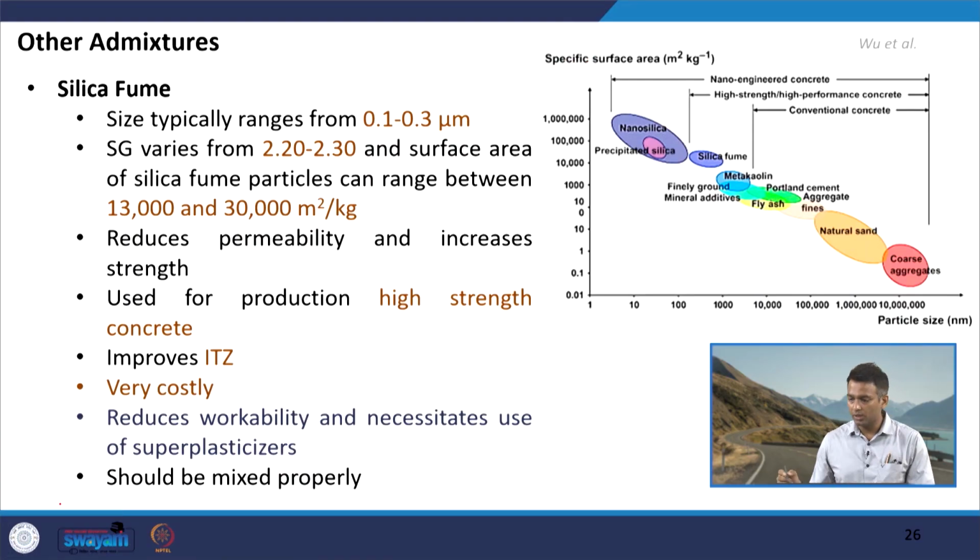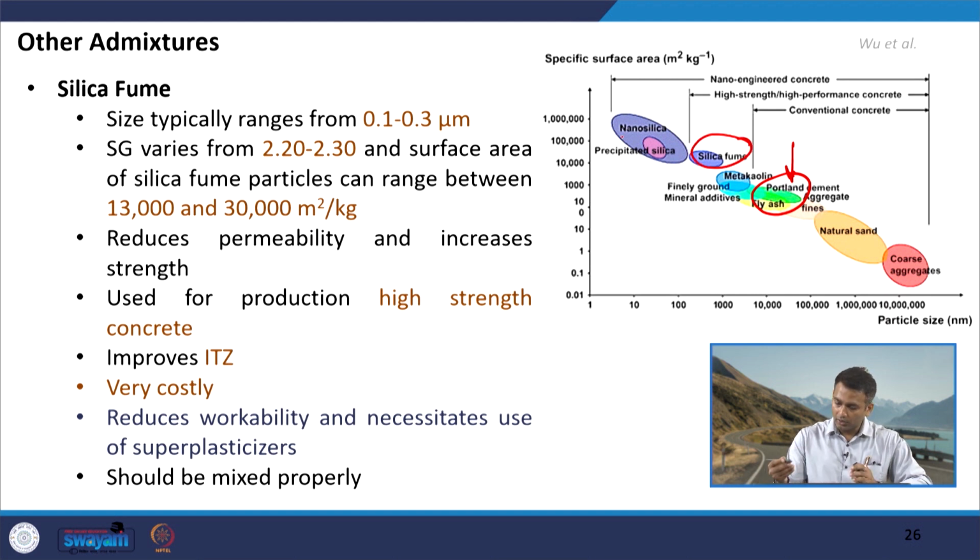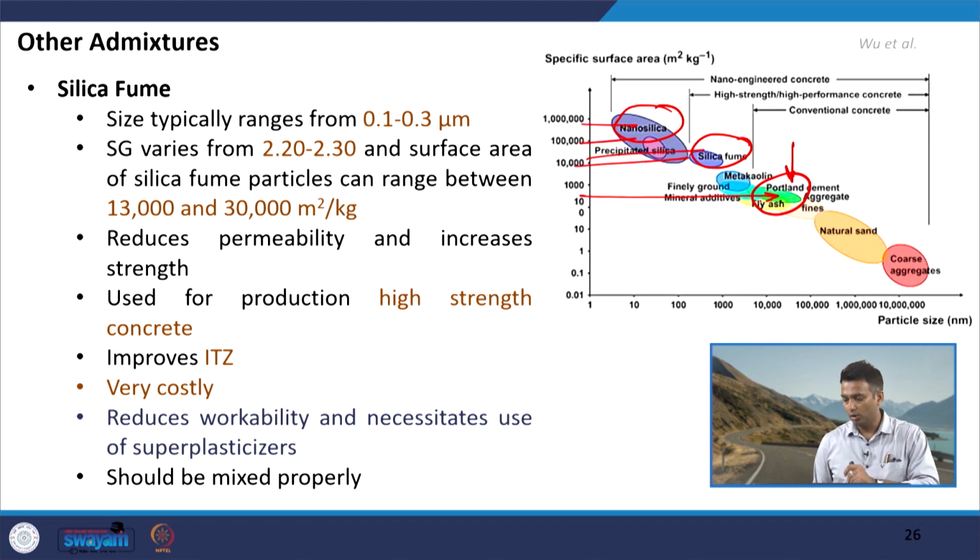This is just a figure from one of the studies, which shows how the size of different materials varies, and since we have already discussed most of the materials, let us see. Portland cement is somewhere here. The fineness of Portland cement and fly ash is almost similar, and then we have silica fume here, and in fact, if we go for even smaller sizes, let us say nano silica, you can see the range of surface area in comparison to what you see for Portland cement, and also the particle size.